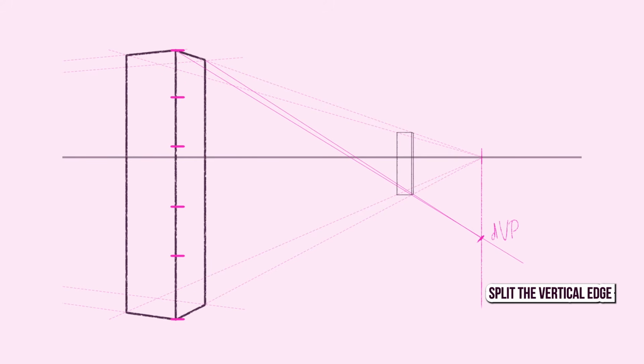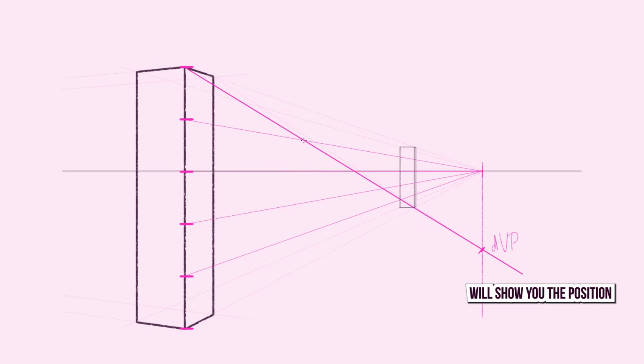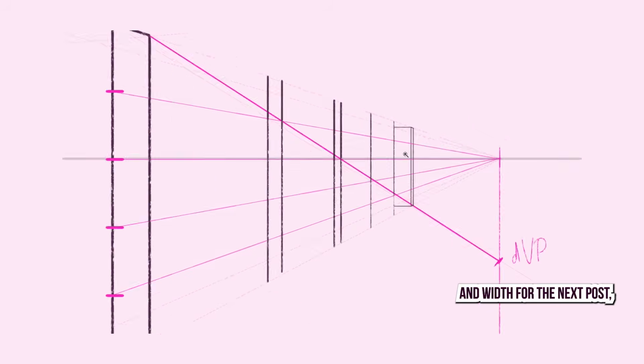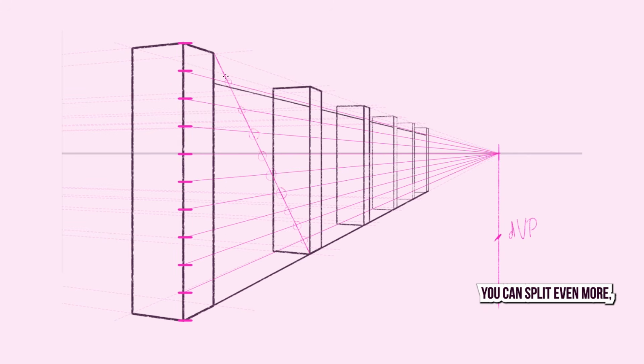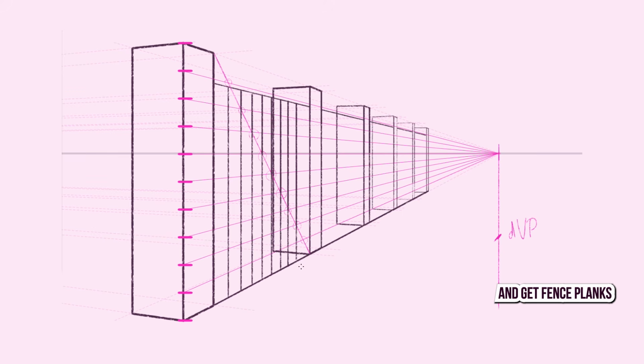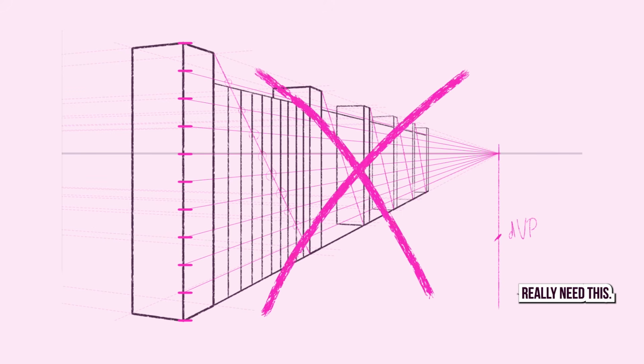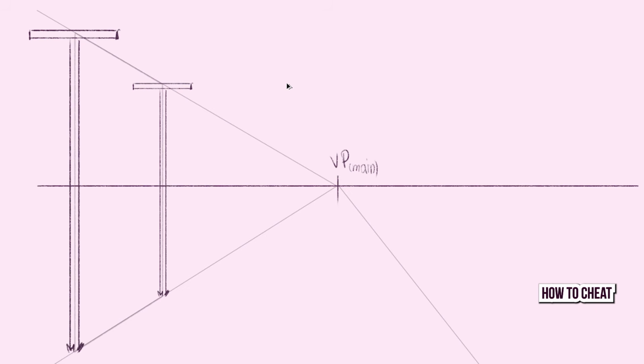Then just split the vertical edge equally. And every guide to the main vanishing point will show you the position and width for the next post at the intersections with those two diagonals. You can split even more and get fence planks by drawing the diagonal between each post. But you don't really need this, because I already showed you how to cheat with a magical combination.